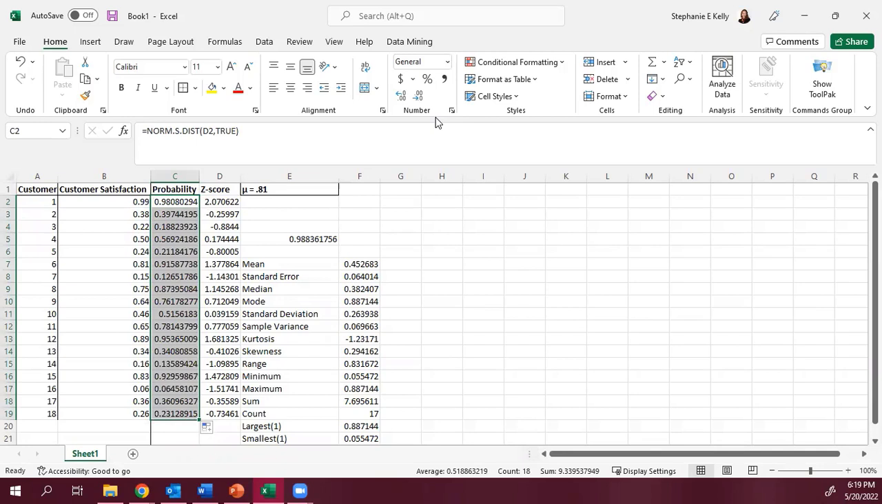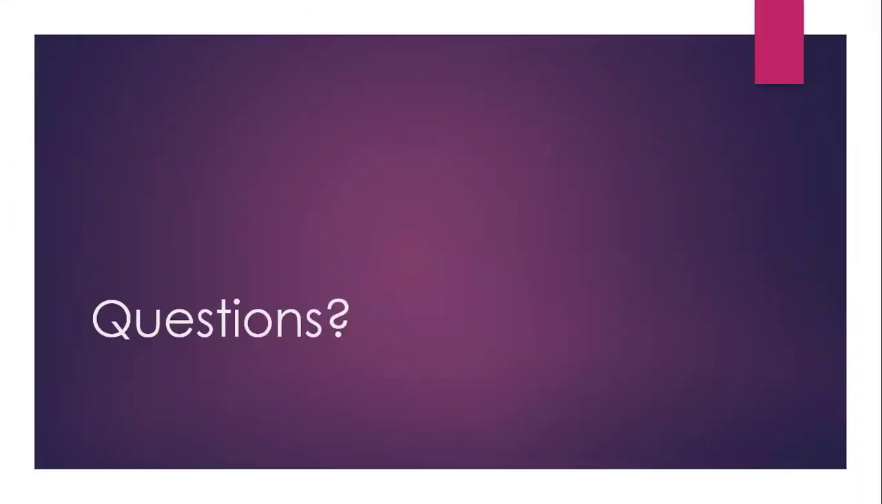Now, does this make sense? Let me turn these into percentages. We're saying right here that there is a 98% probability that the customer satisfaction score will be 0.99 or lower. Well, yeah, that makes a lot of sense. What's the probability that the customer satisfaction will be at least 38%? Well, 40% probability that they're going to be 38% satisfied or less. So this is our wrap up of thinking about distributions. Please let me know if you have any questions.